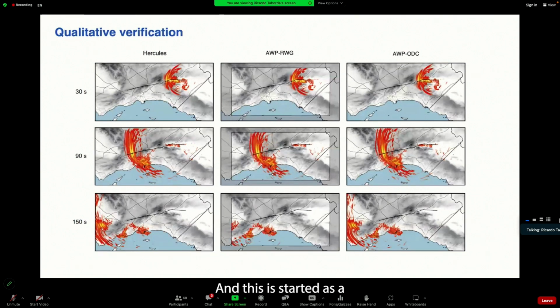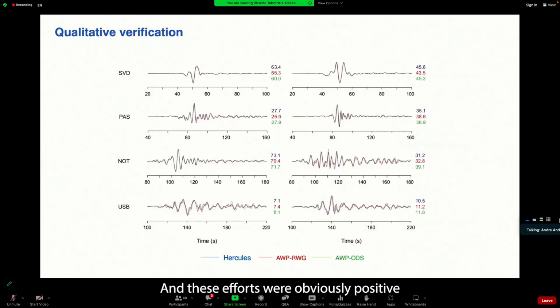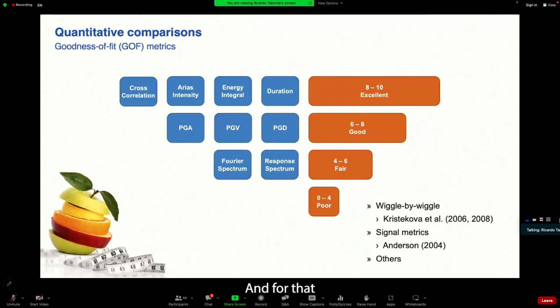And this started as an effort of different people, different groups, and so on, with the shakeout scenario. And here are some old results from 2010. And what was done here was mostly to make sure that different people with different conditions can agree on a common ground in terms of inputs and results. And these efforts were obviously positive, and then over the years that allowed us to move on to the validation stage. And for that, we use different goodness of fit metrics.